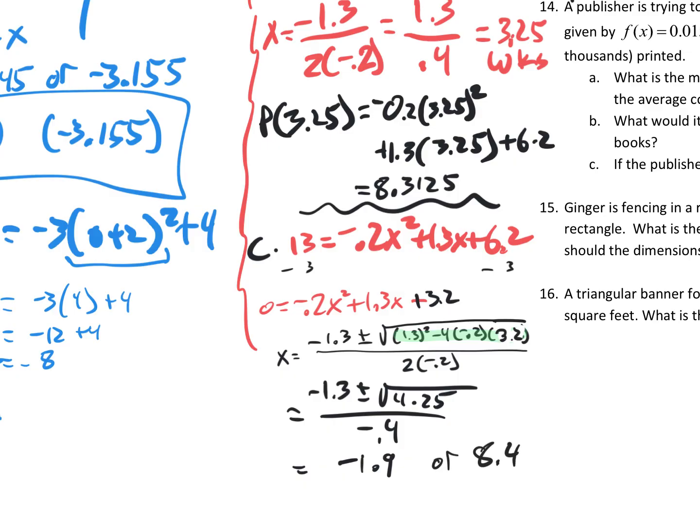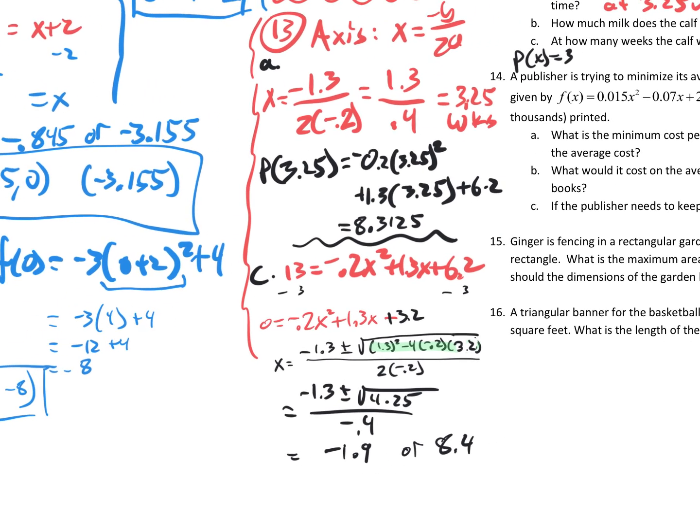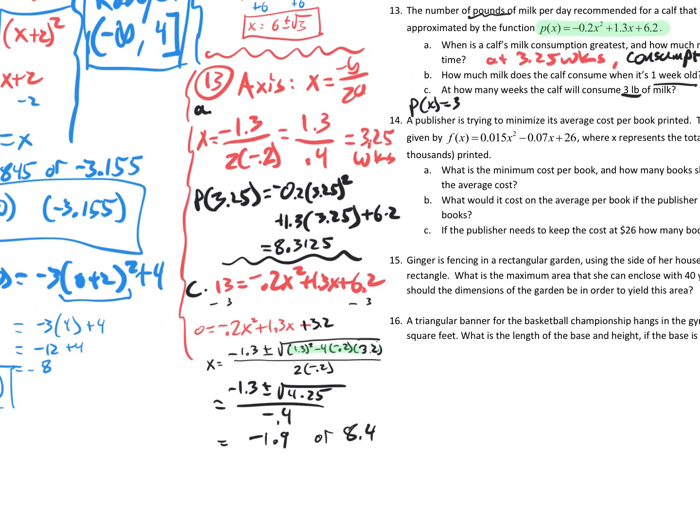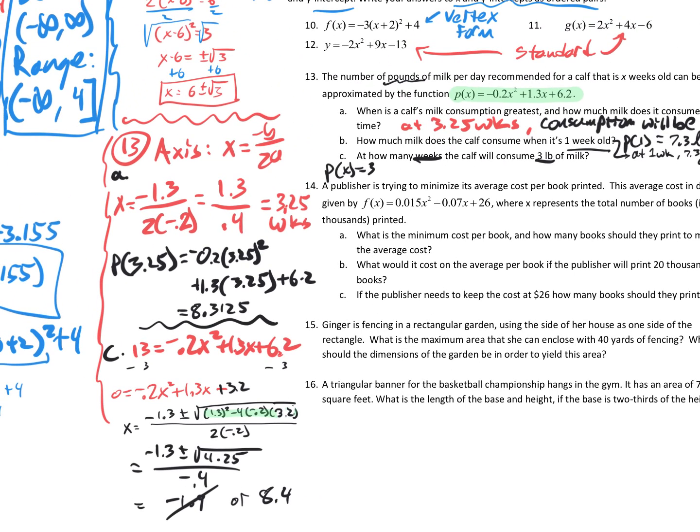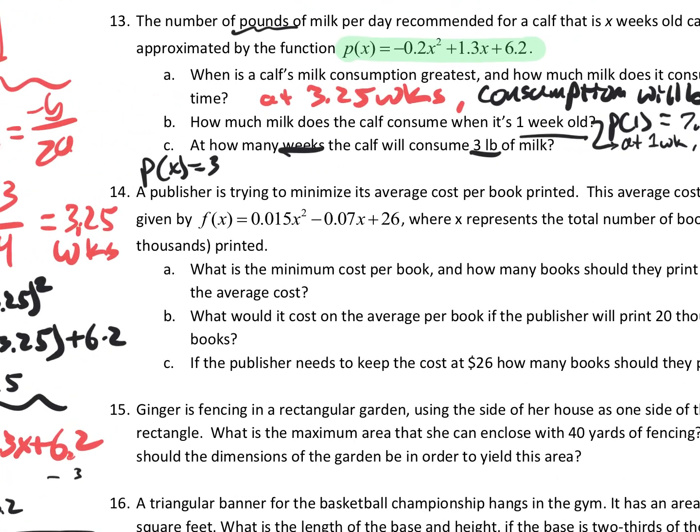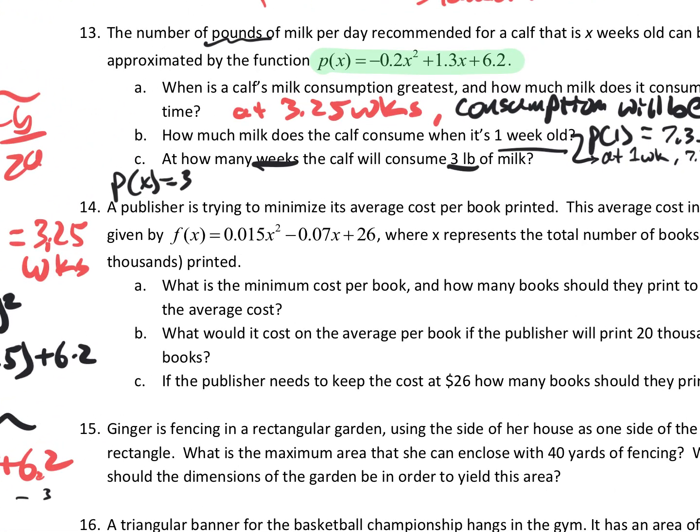Typing everything else in carefully. Well, the negative answer doesn't make sense. We're looking for how many weeks, right? That answer doesn't make sense because we don't have negative weeks. So it's going to be 8.4. All right, so we found our answer: 8.4 weeks. The consumption will be 3 pounds. All right, that's how that works there.